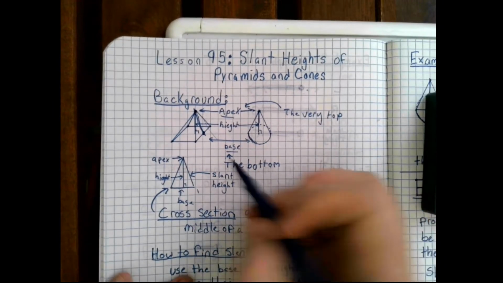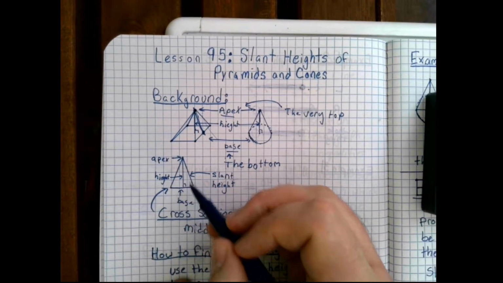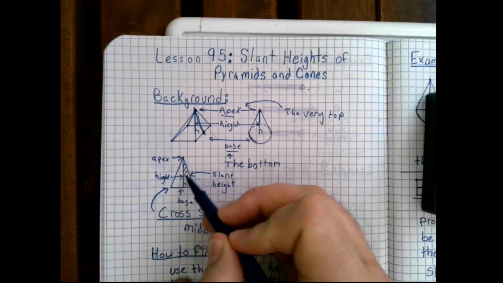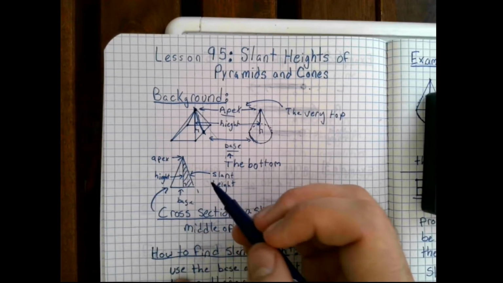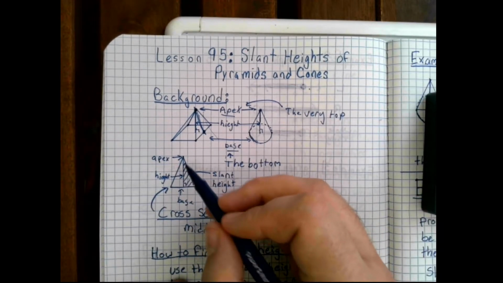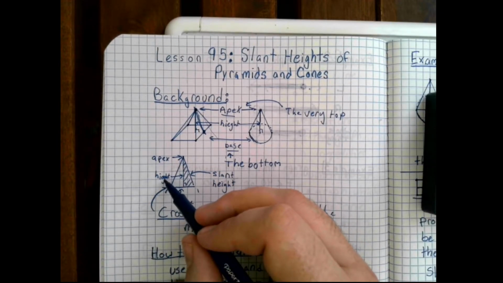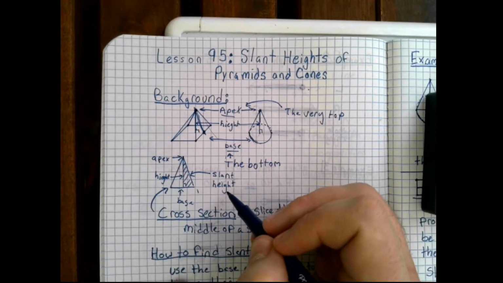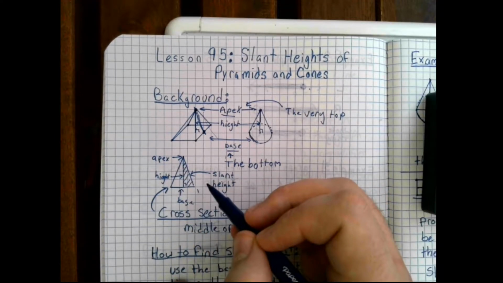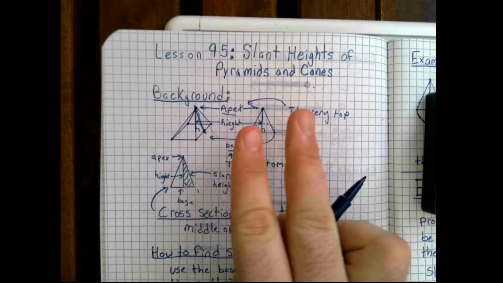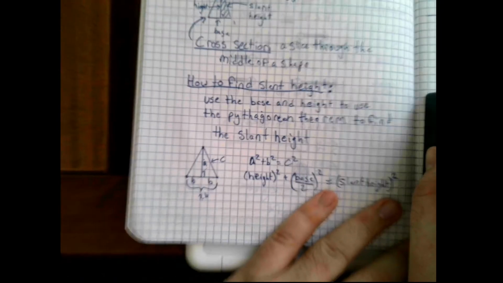Now, you can see that this is a triangle, and because the height forms a right angle, this right here is a right triangle. That's pretty important because since we know it's a right triangle, if we have the base, the height, and the slant height, then we can use the Pythagorean theorem to find one of them as long as we're given two of the others. So, let's look at how that would work.